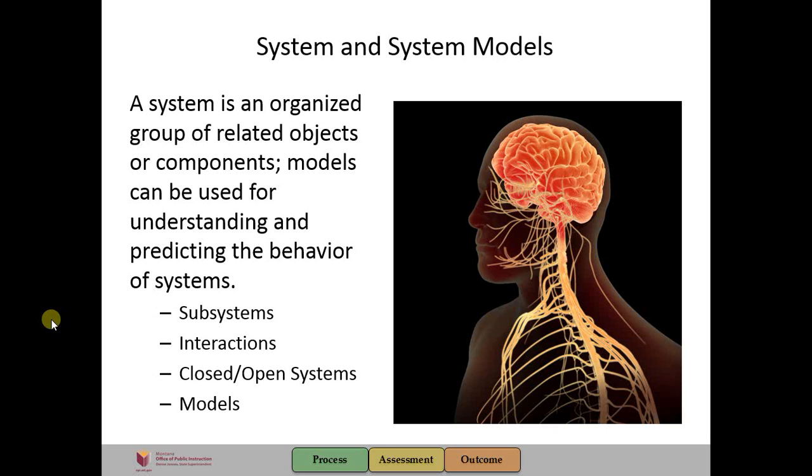The fourth cross-cutting concept is system and system models. A system is an organized group of related objects or components. Models can be used for understanding and predicting the behavior of systems. There are many different items that require students to have some understanding of systems or system models. Some key features you might look for in an item is the presence of a subsystem, an interaction, or a closed and open system within a model. All of these are things that are sometimes included when we draw on this cross-cutting concept. But again, sometimes systems are being given just as background information for a question that's really drawing on a different concept. So be cautious.